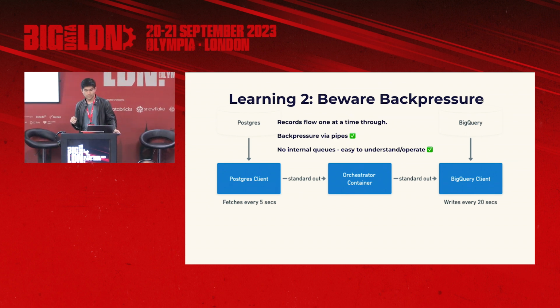However, what this means is that in this architecture, records are flowing through one at a time, or single-digit records at a time, because the pipes themselves block, right?